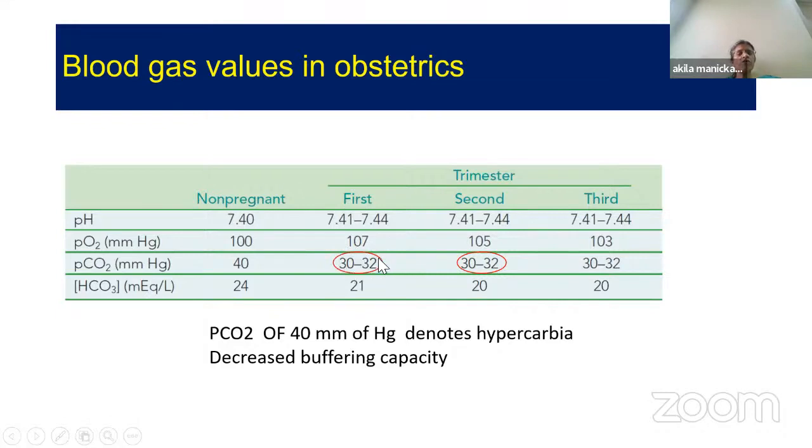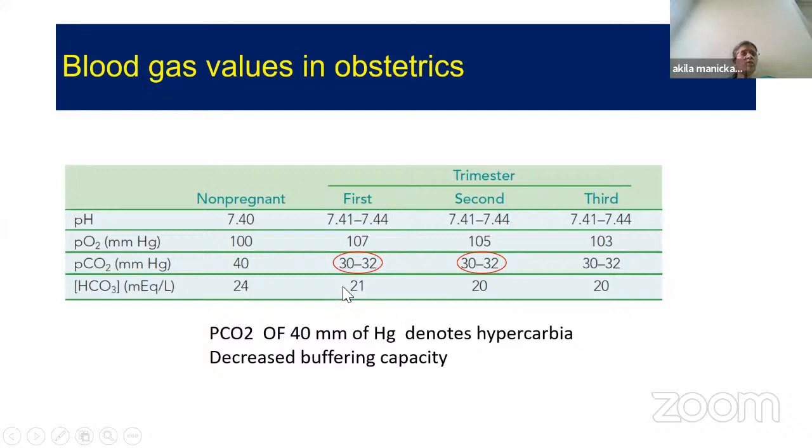The primary reason for decrease in PCO2 levels is the increase in minute ventilation, which is mediated by progesterone, and which ultimately leads to increased alveolar ventilation. In order to compensate for this, there is excretion of bicarbonate. So the bicarbonate level is always in the range of 20 to 21 milliequivalents per liter in any pregnant patient.